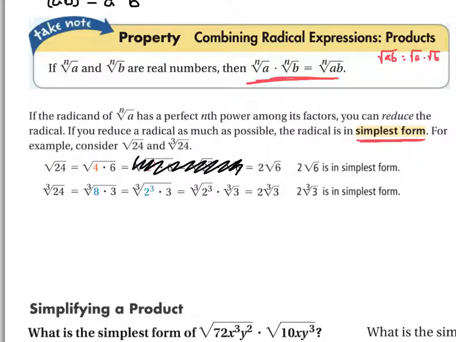We can do the same thing with cubic roots. The cubic root of 24. But you've got to be careful because we're now dealing with cubic roots. And so we're no longer looking for square roots that go into 24. We're looking for cubic roots. And the one that goes into 24 is 8. So 8 times 3 is 24. And so, again looking at your chart, we are now taking the cubic root of 8, which is 2. And we are left with the cubic root of 3, which we can't do anything with, so it stays the cubic root of 3.